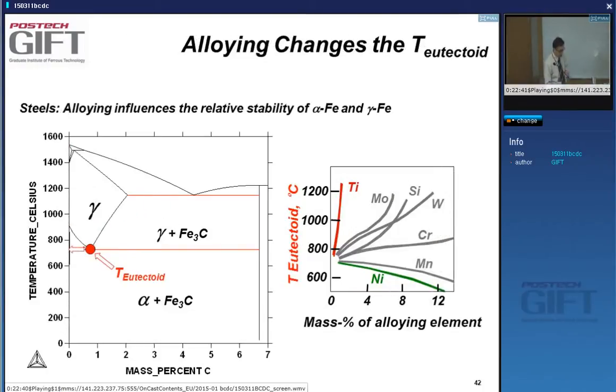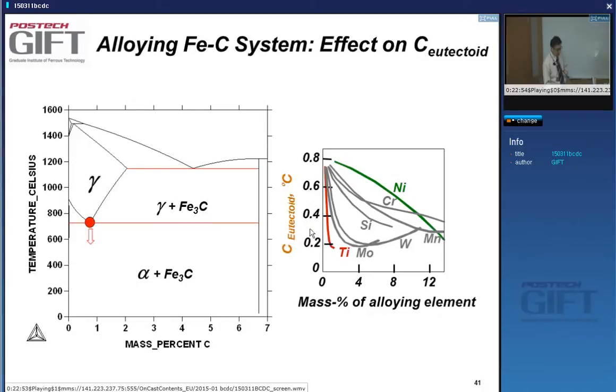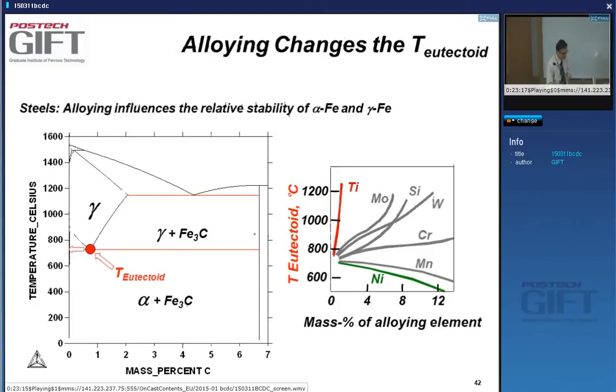The other thing that happens is that the composition of the eutectoid point also changes. I got a little bit carried away. I wasn't paying attention. This is the eutectoid composition. So as you add elements, it moves to the left, to lower values. And the temperature also changes as you add elements. This is about 720 here, 720 degrees C. Certain elements will increase this temperature, other elements will decrease it.